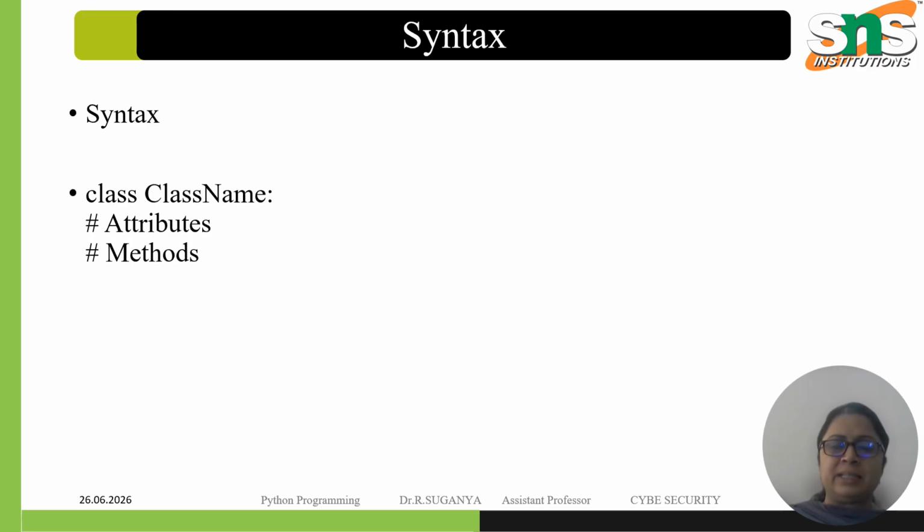So here the syntax is the class keyword followed by the class name, and then we can have attributes and methods. The class name can be different names like student or classroom. We can have car as a class name, clock as a class name, or school as a class name. So these are the ways a class can be created, and it can have attributes and methods.